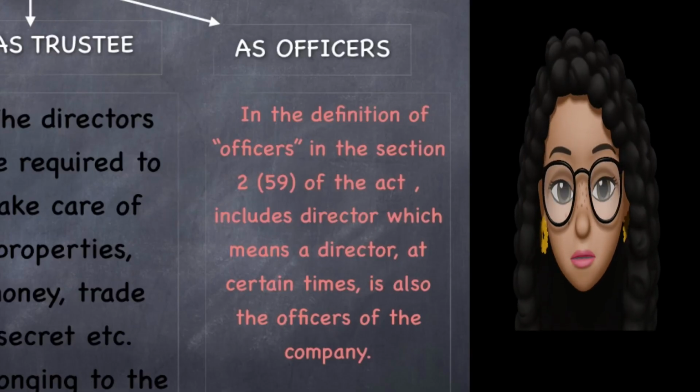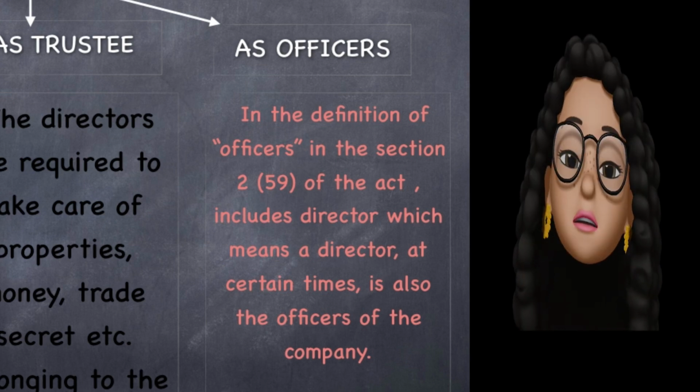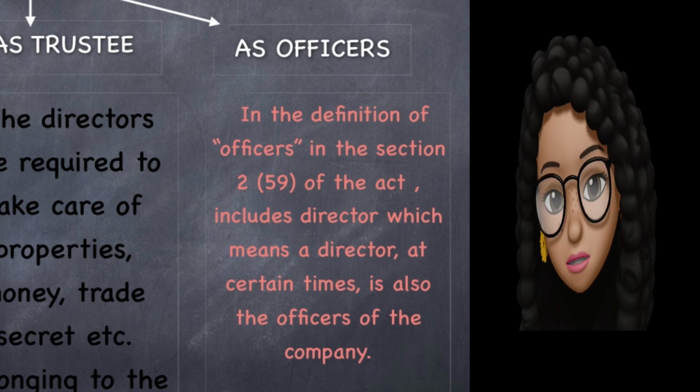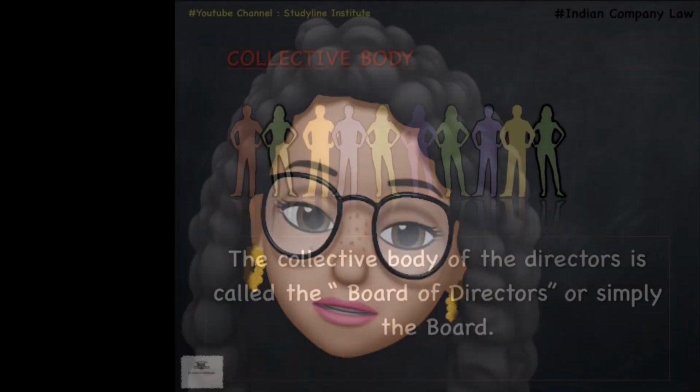The third position of the director is as an officer. According to the definition of officer as per the act, the officers also include a director. So, what we have learned is that the director can be a trustee, an agent or an officer of the company.